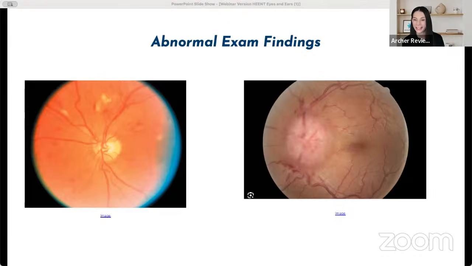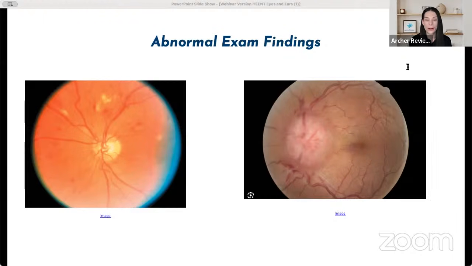I see some correct answers coming in. This is one of my favorite abnormal findings because it's very easy to recognize and has a name that goes right along with it. No crazy names here. Looks like everyone's got it. These are cotton wool spots. So they look like little balls of cotton, little fluffy cotton balls there.